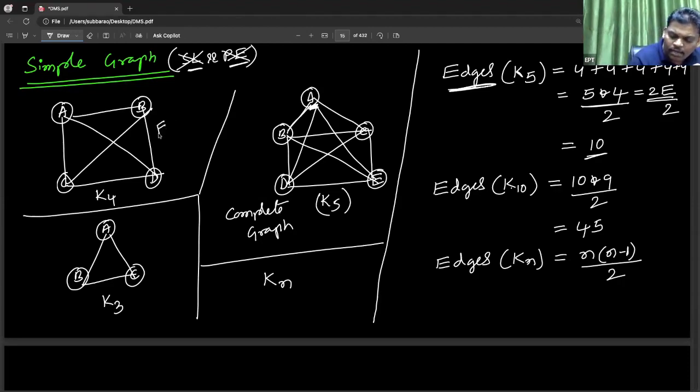The number of edges in K4 is nothing but, what is the answer? 4 people, every person has degree 3, right? This gives the sum of degrees 2e, so divide by 2. 12 by 2, 6 will be there. 6 edges: 1, 2, 3, 4, 5, and 6.